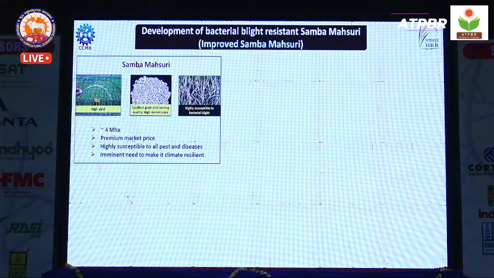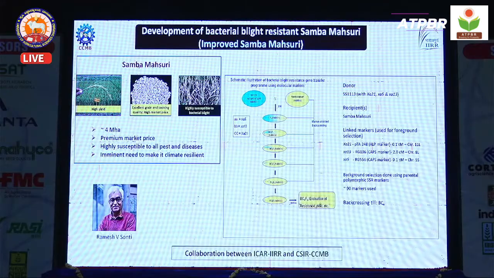Then, in collaboration with Dr. Ramesh Sonti's group, who have been pioneers in this regard, we together drafted an NATP project of ICAR, and then we worked to deploy backcross breeding for development of an improved version of Samba Masuri. Our target was to develop a version which looks like Samba Masuri, yields like Samba Masuri, and cooks like Samba Masuri, and which should also have the resistance. We should not lose anything from the Samba Masuri background.